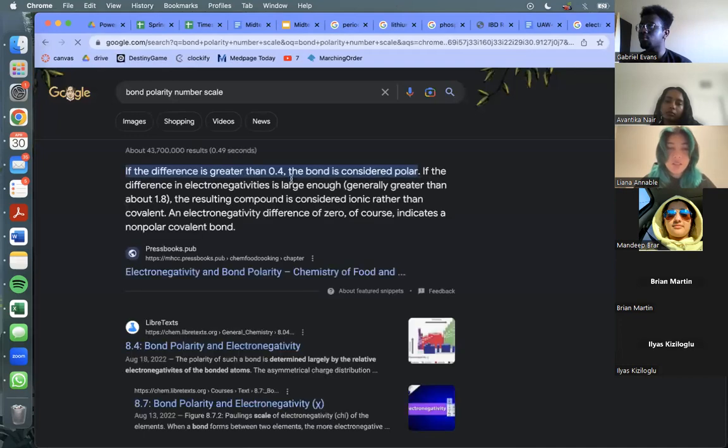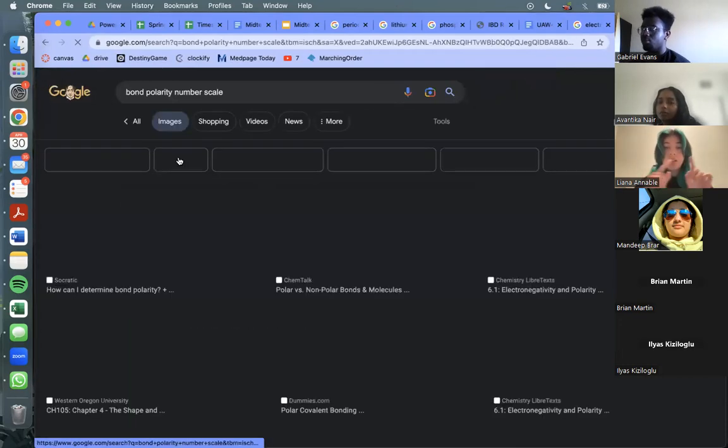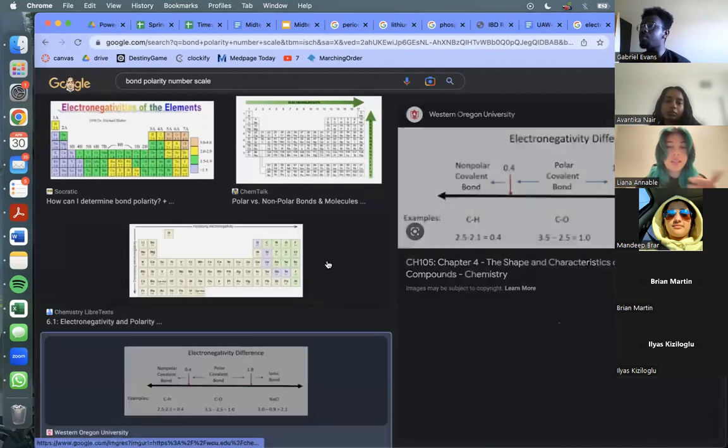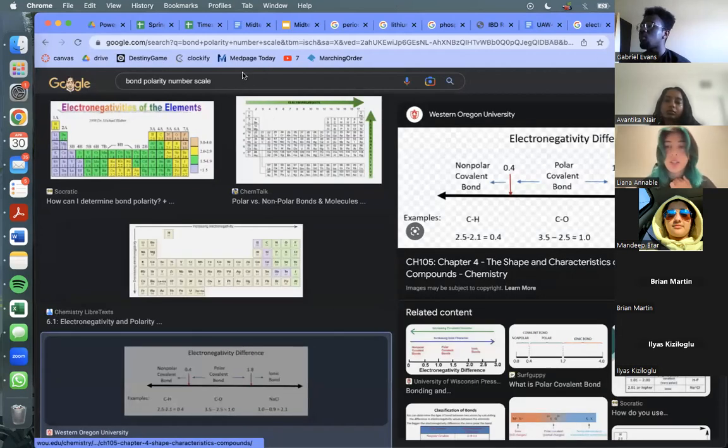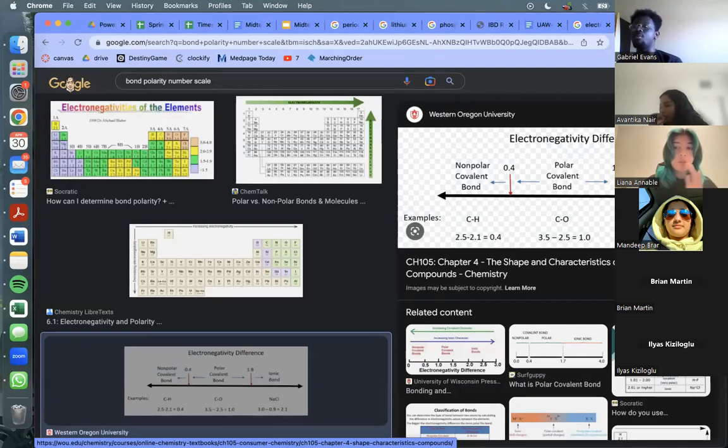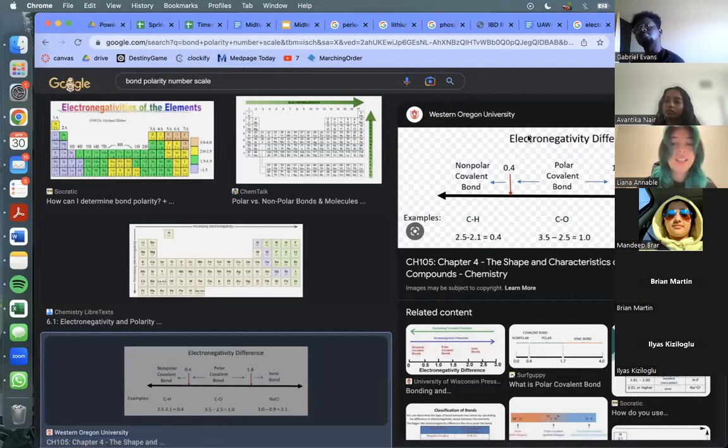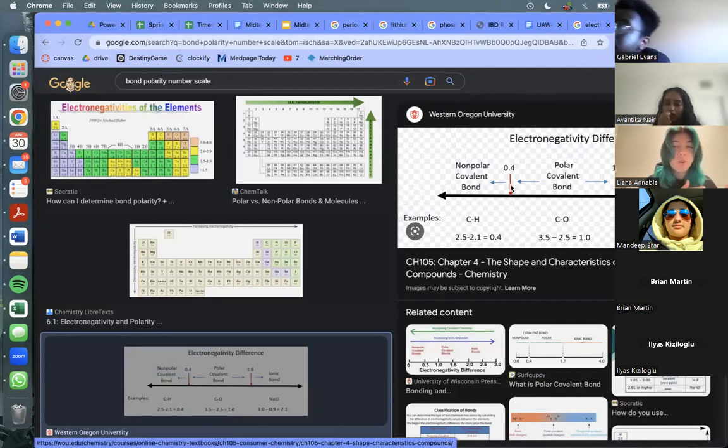She will give this to you, but there's a picture. She probably showed it to you during the lecture, where it's essentially whichever difference you calculate. For example, we calculated 0.4, right? In this chart, you have from 0 to 0.4, 0.4 to 1.8, and so on. But the numbers are going to be slightly different because chemistry is weird. Everyone kind of does it differently. But in this instance, we calculated 0.4, which is right on the verge of nonpolar and polar, but it is going to be a nonpolar bond.